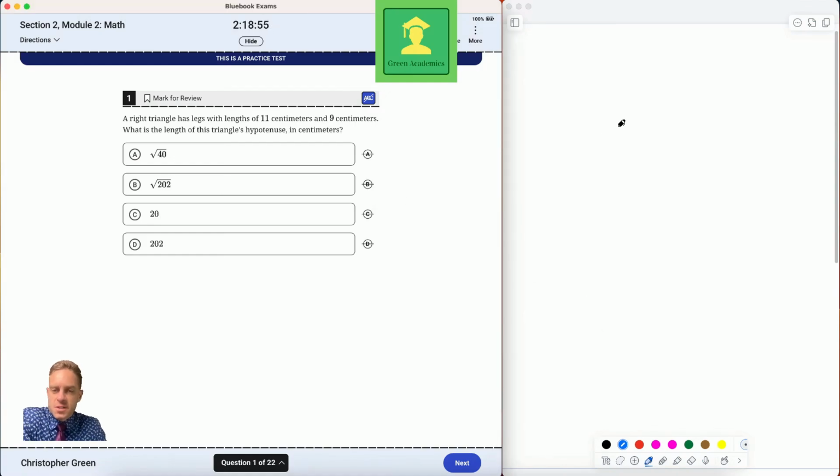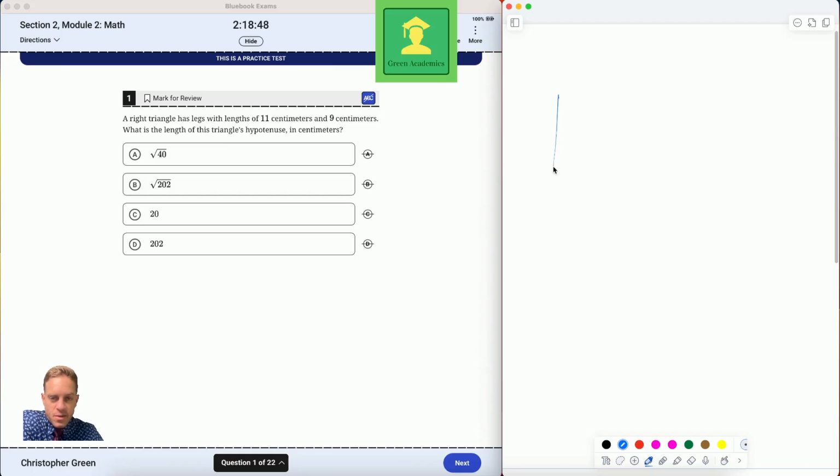This is Bluebook Digital SAT 5 Math Module 2. A right triangle has legs with lengths of 11 centimeters and 9 centimeters. What is the length of the triangle's hypotenuse in centimeters? Well, this is, of course, Pythagorean. So the legs of 9 and 11, and the hypotenuse is c as in cat.